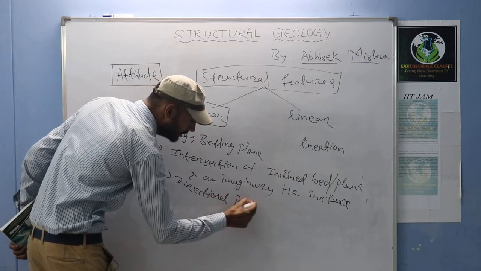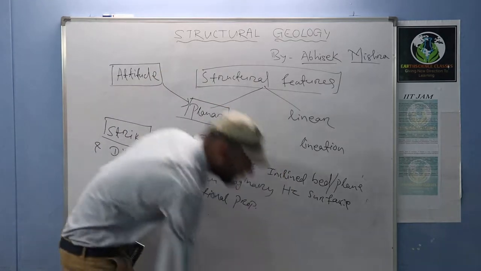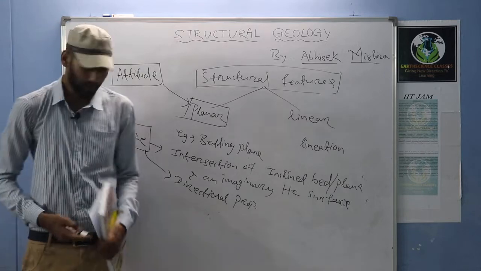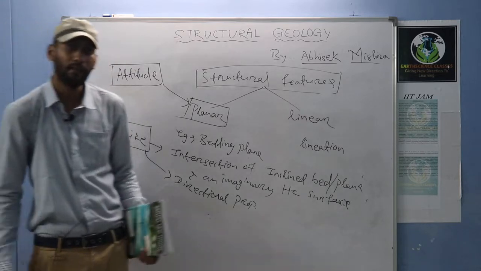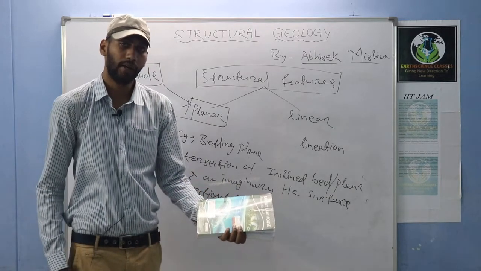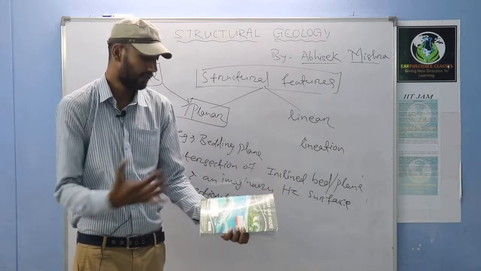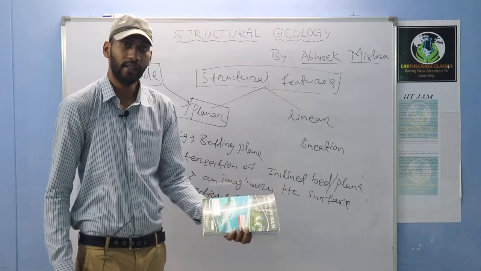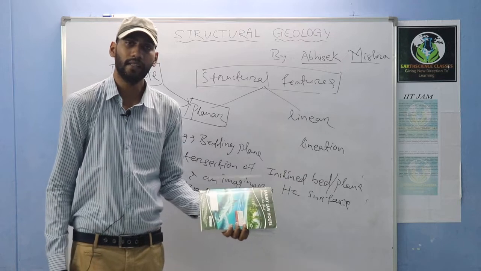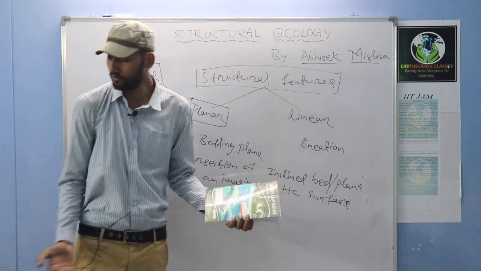Directional property of the plane. So you can say strike is only the directional property of the plane. It is not having any magnitude, right? So you can see this is the bed, this is the plane that you are going to see in the field. Then you have to measure its strike direction.